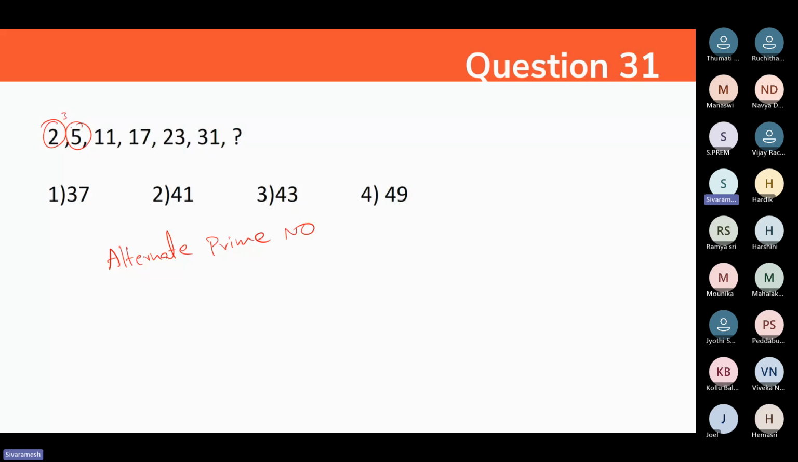2 ఆఫ్టర్ ద 3 లేదు, 5 ఉంది. 5 తర్వాత 7 లేదు, 11 ఉంది. 11 తర్వాత 13 లేదు, 17 ఉంది. అంటే ఆబ్వియస్ గా 31 తర్వాత వచ్చే ప్రైమ్ నెంబర్ ఏంటి? 31 తర్వాత ఏ ప్రైమ్ నెంబర్ వస్తుంది నెక్స్ట్? 37. కానీ 37 ఉండొద్దు ఆన్సర్.